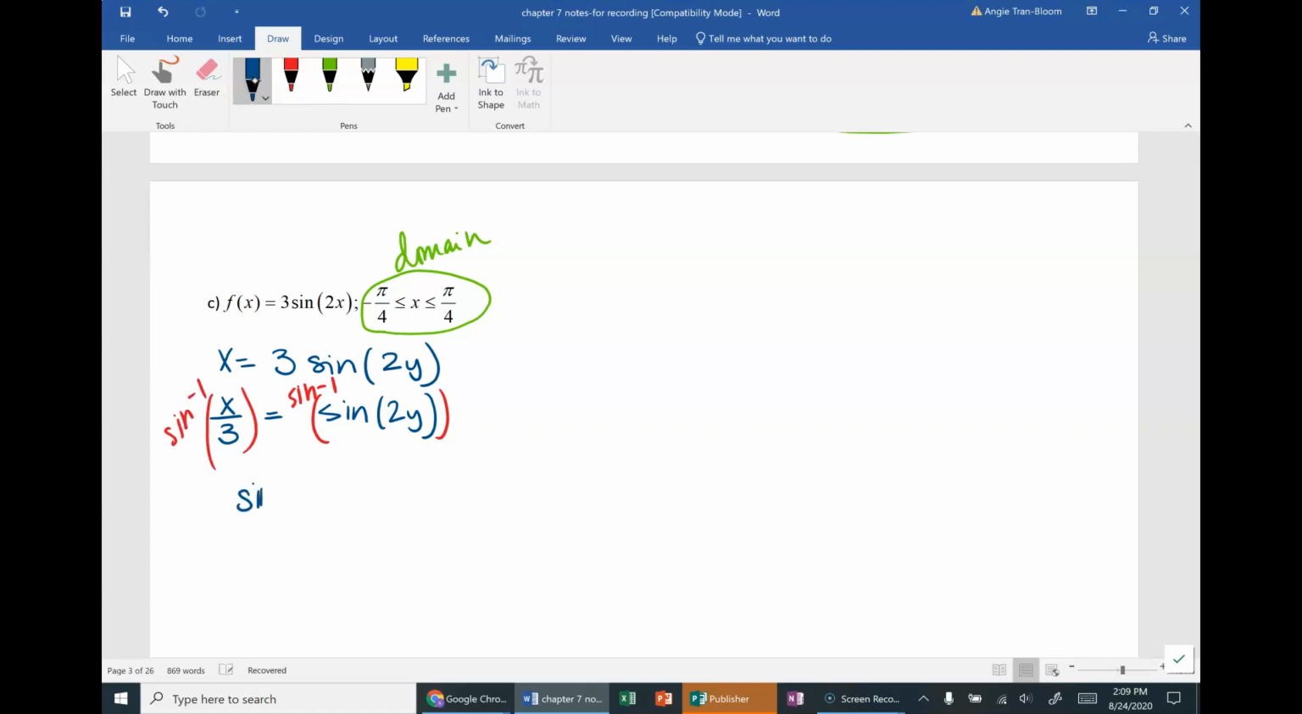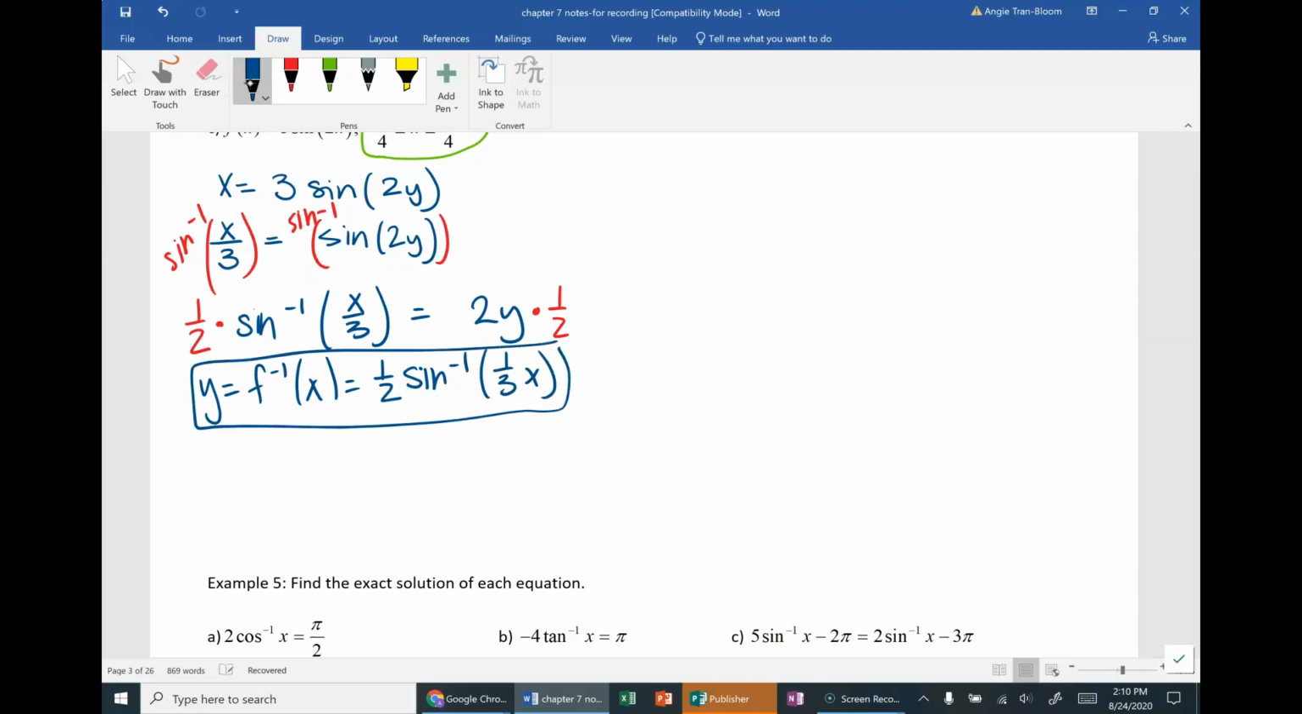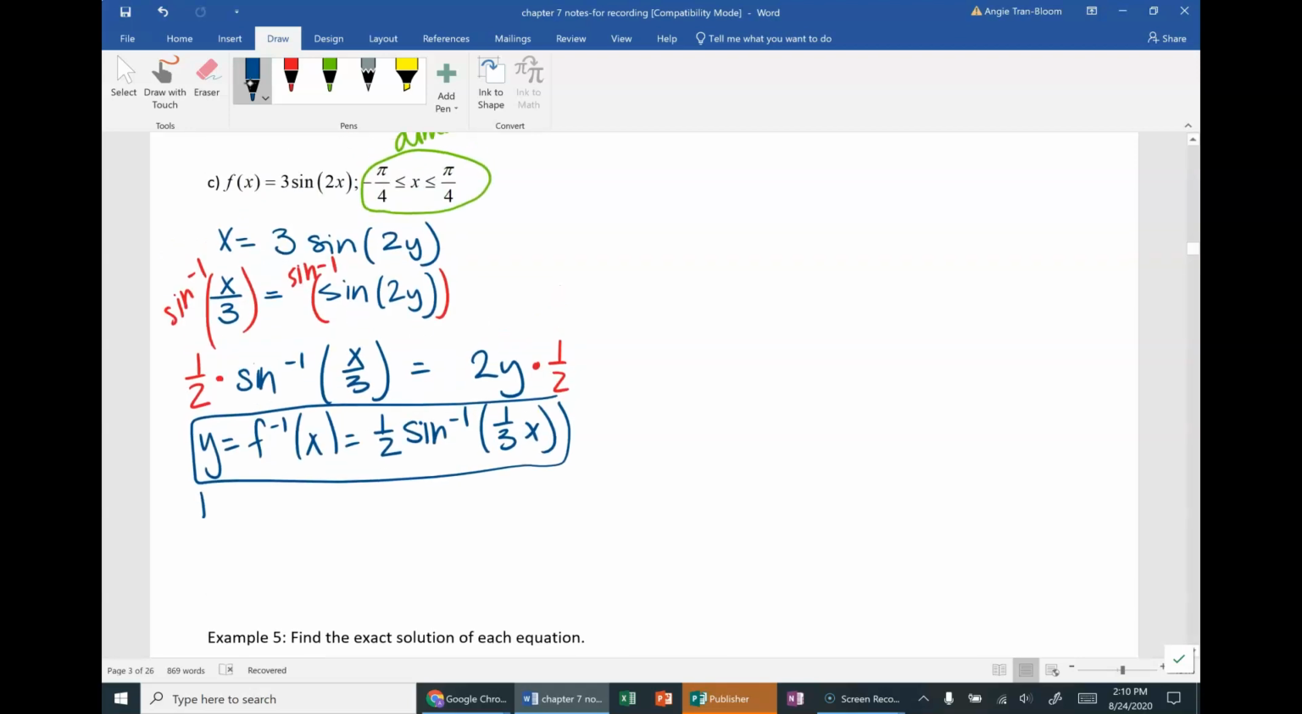So now this is going to look like sine inverse of 1/3 x, or x divided by 3, equals 2y. Now we are going to get rid of the 2 by multiplying by 1/2, and I'm going to put that 1/2 in the front. So finally, y equals, which is f inverse of x, equals 1/2 times sine inverse of 1/3 x. I'm just going to write 1/3 x this time. And no, it does not matter if you write x divided by 3. That's the inverse function.